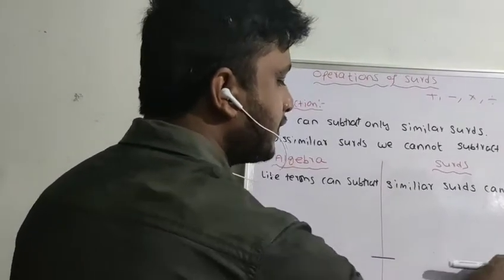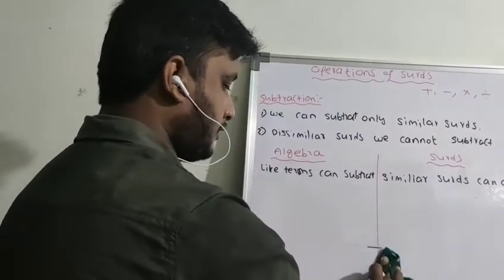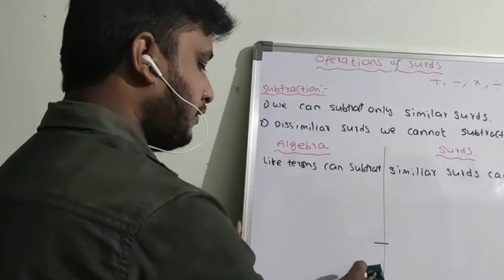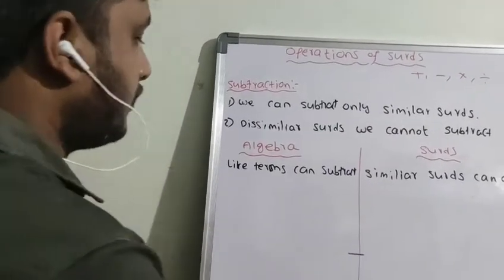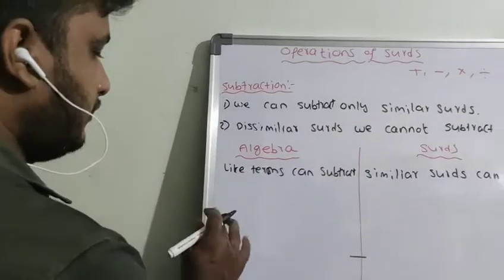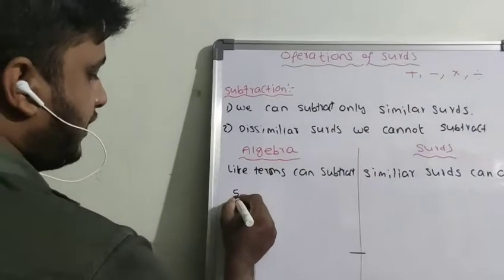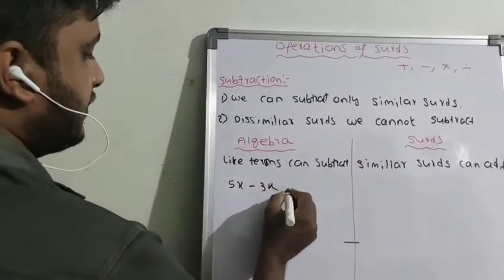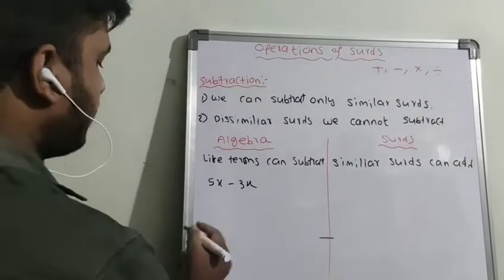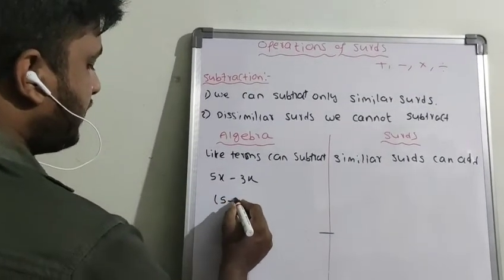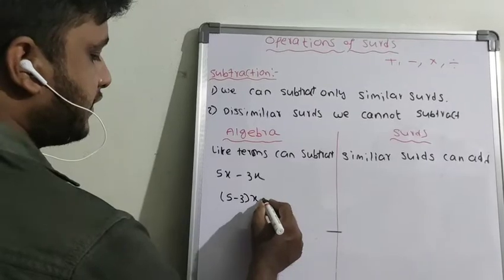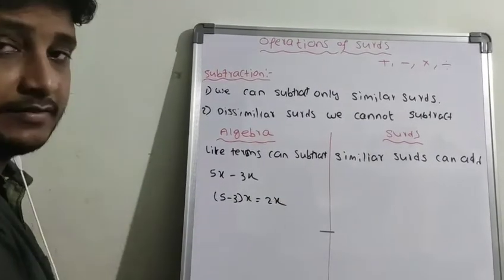Addition and subtraction follow the same rules. So yeah, like terms can subtract too. That means 5x minus 3x. These two are like terms, so we can subtract it. How to subtract 5x minus 3x? That is equal to 2x.